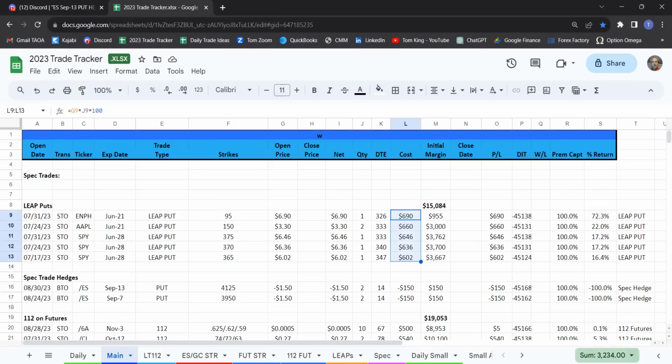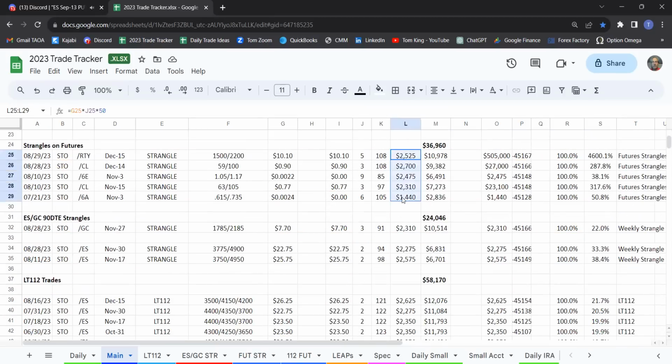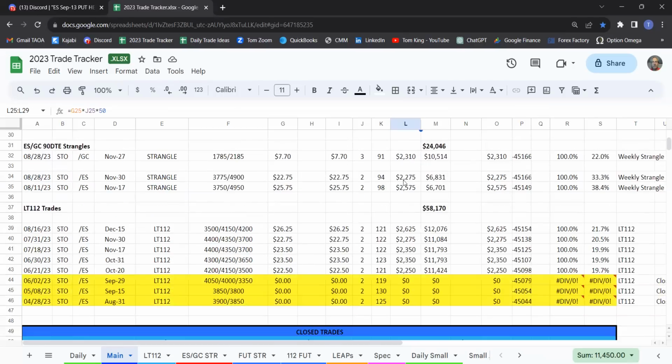And you can see that at the little bottom here. So $3,200 worth of credit. If I took a 2x loss on these, it would be $6,400. I'm not going to hedge these 112s. These strangles on futures, there's $11,450 worth here. Okay, at a 2x loss, that's going to cost me $23,000. And then on these strangles here, 7160, 2x loss is going to be around $4,000 there.